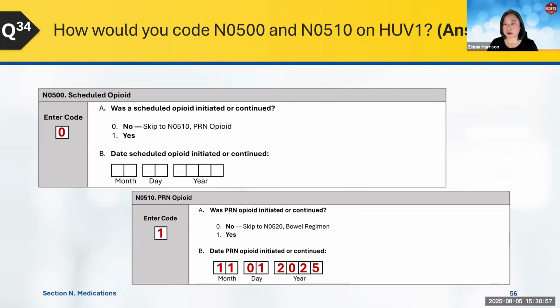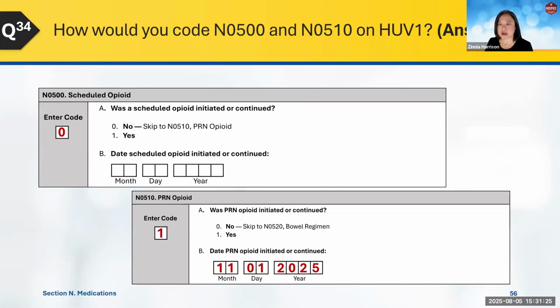For scheduled opioid, the correct response for A is 1, yes, because a hospice medical director ordered oxycodone, and that date would be November 1st, 2025 in B. And then the PRN opioid part A should also be coded as 1, yes, because oxycodone was also ordered for breakthrough pain. And then part B should be coded November 1st, 2025, since that date was initiated.